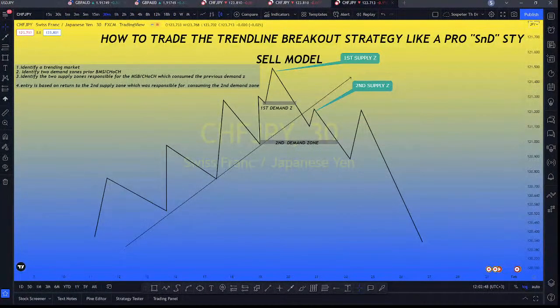So this strategy usually pays a lot. So you have to be keen.